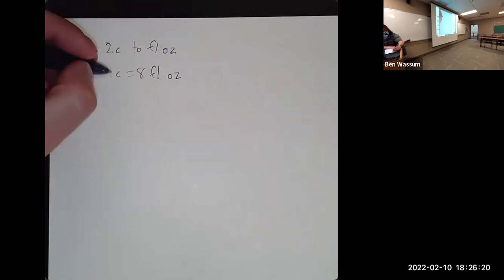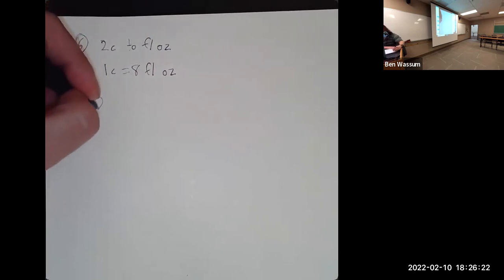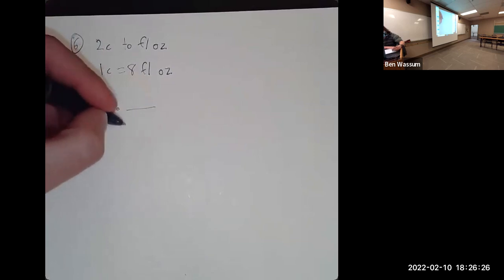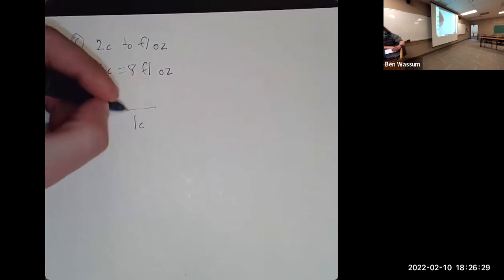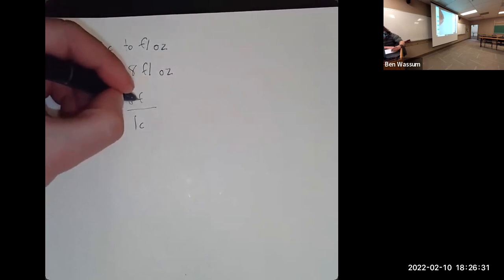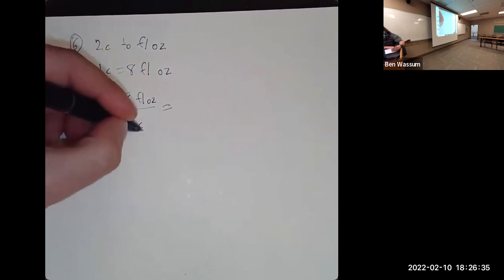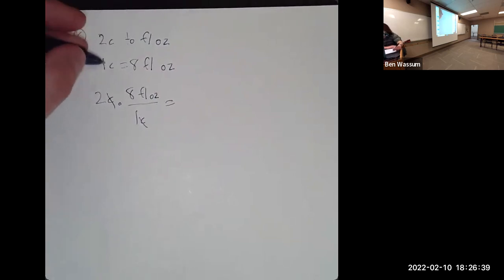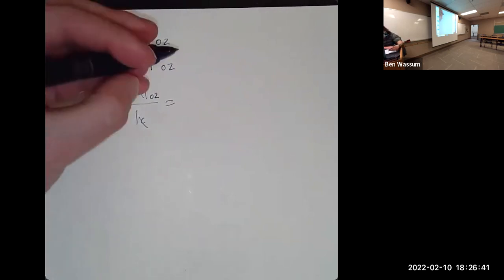I probably made this problem a little too quick because I can convert it very easily. 2 cups, I'm going to multiply it by 1 cup on the bottom, 8 fluid ounces on top. Cups cancel, and I'm basically doubling what I started with here, really. So I end up with 16 fluid ounces.